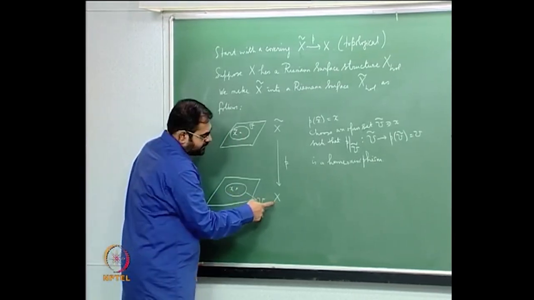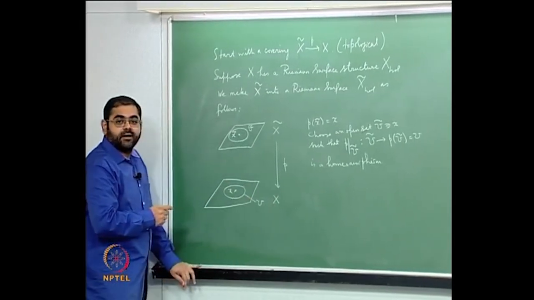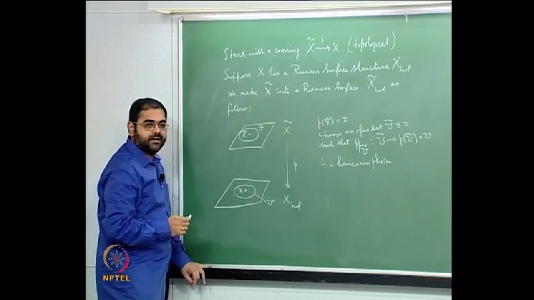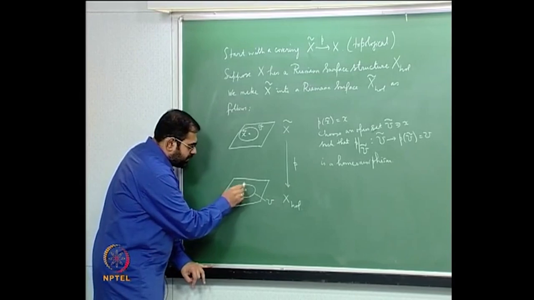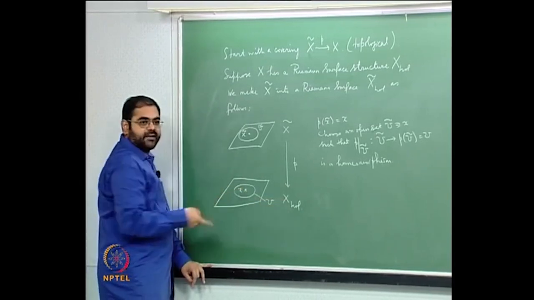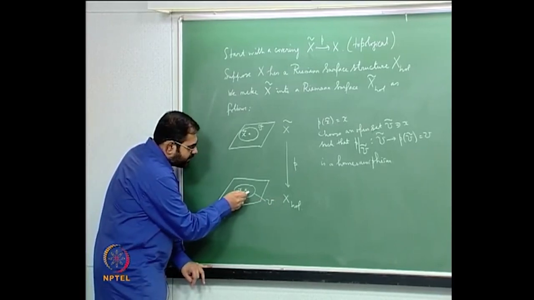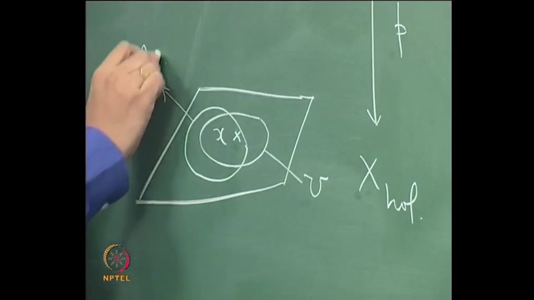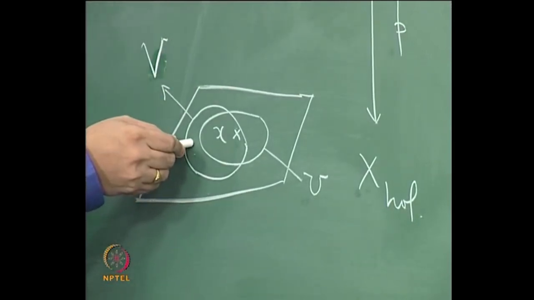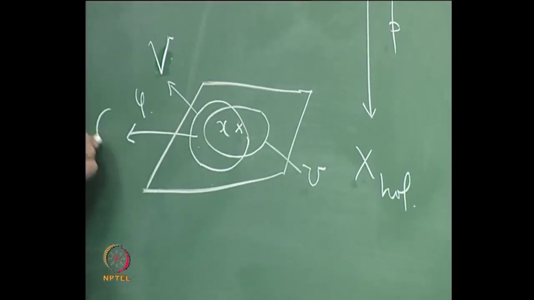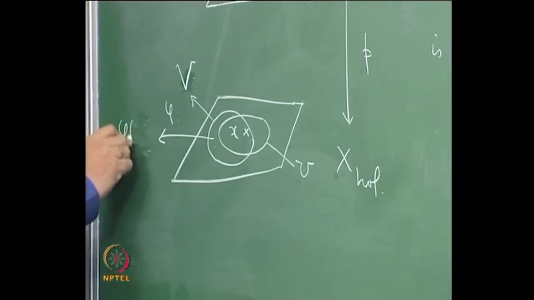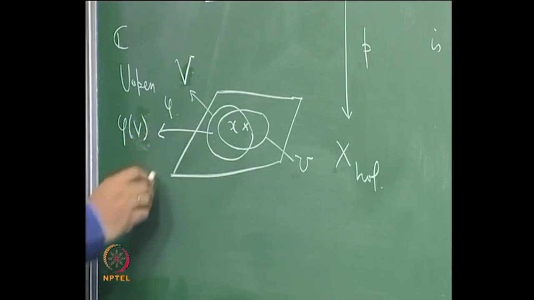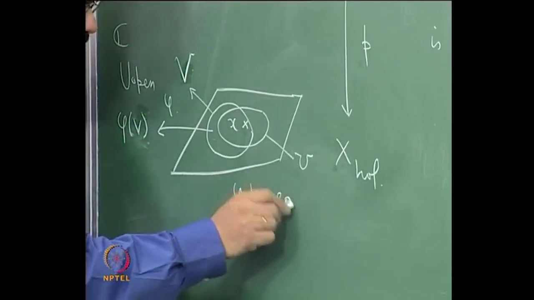And now you see, the space below, X, has a Riemann surface structure. So let me write this as X sub whole, just to tell you that there is a Riemann surface structure below. That means at every point there is a coordinate chart. So there is an open neighborhood of this point, let me call that V, and I have a chart, namely a function phi from this into phi of V, which is an open subset of the complex plane, and phi is a homeomorphism.